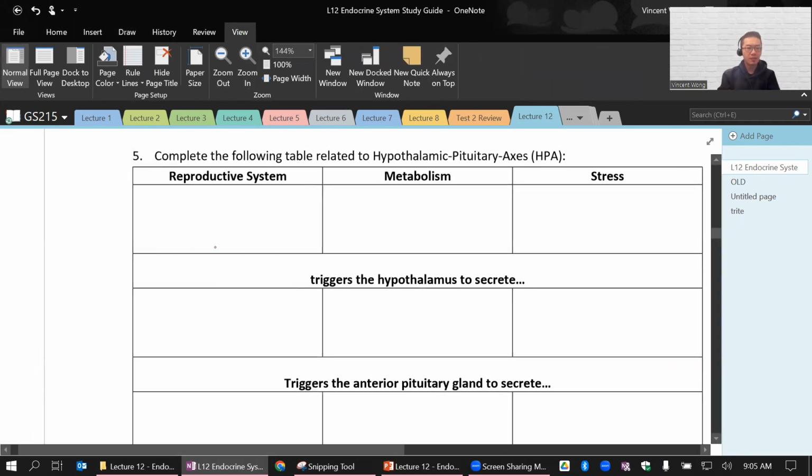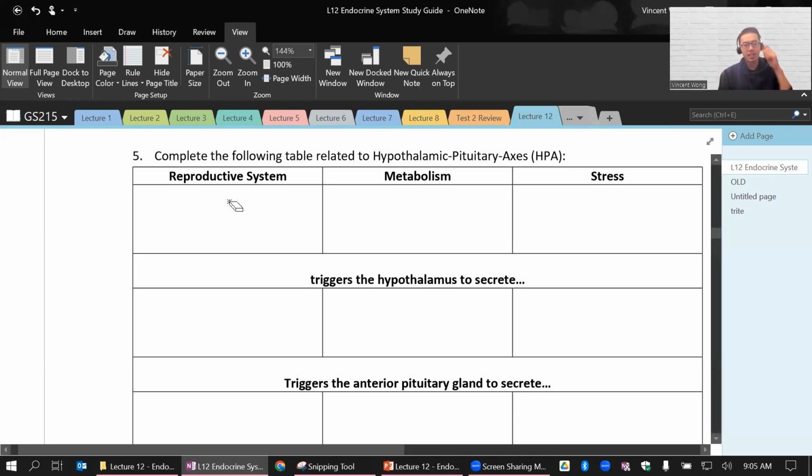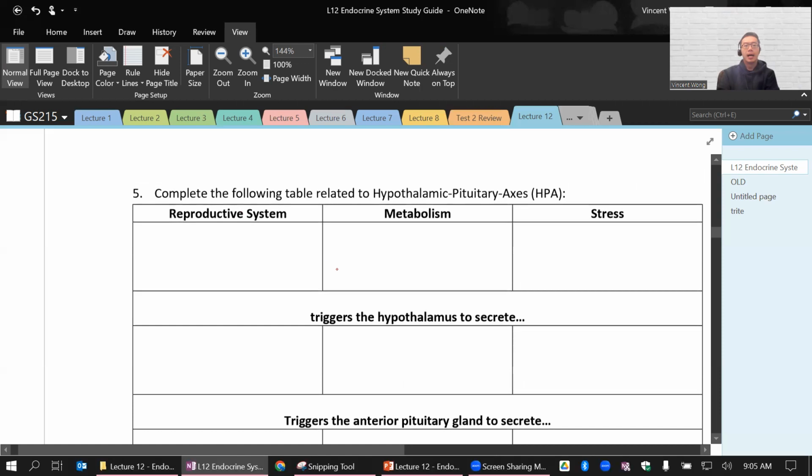So let's use the reproductive system as a template, okay? And then we will see how the other two pathways are similar to the reproductive system, since we learned that last week already, right? And I'm going to use the female one as a template because that one we spend more time explaining.